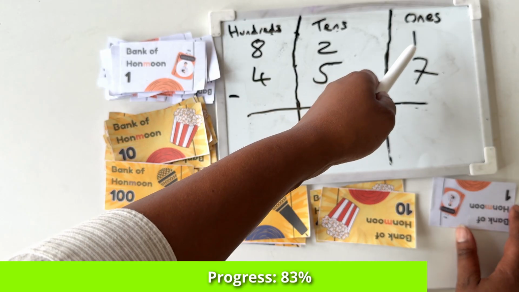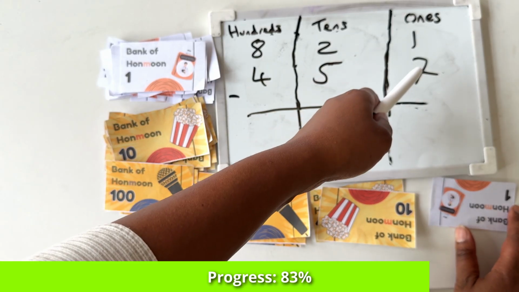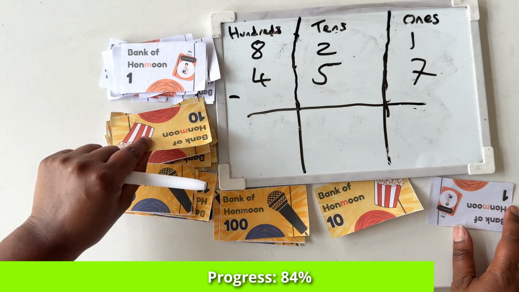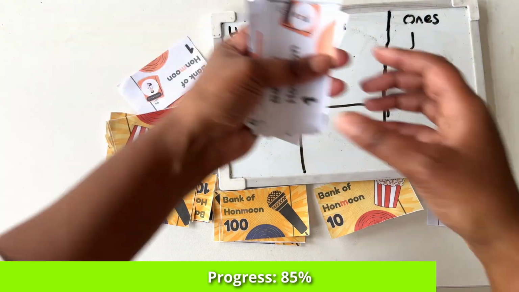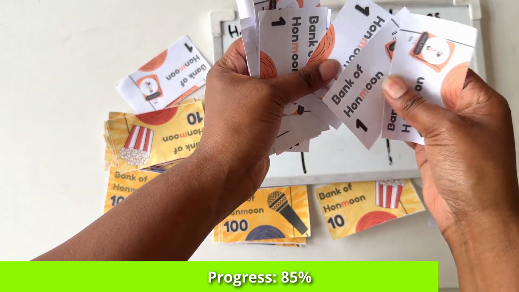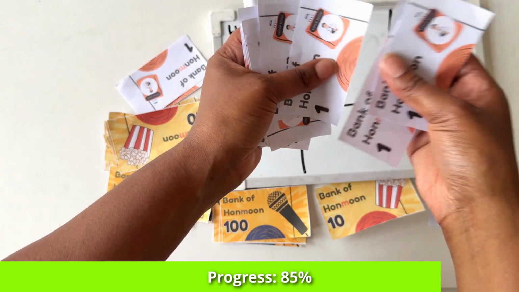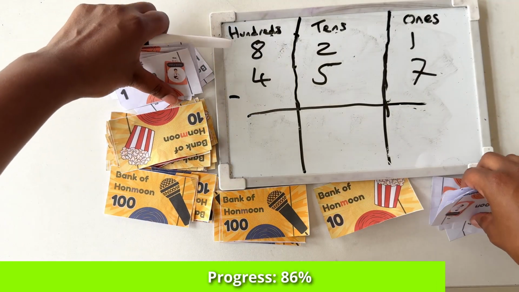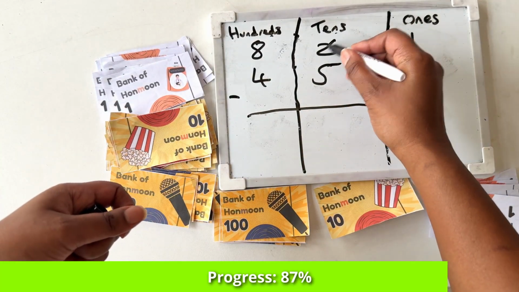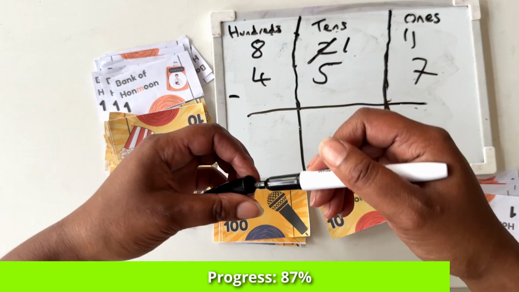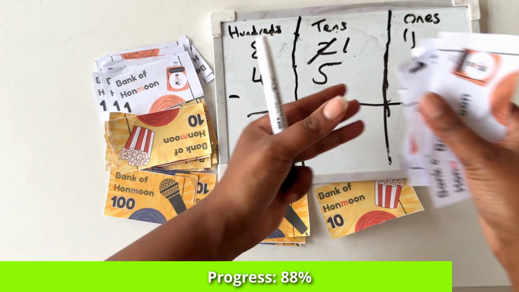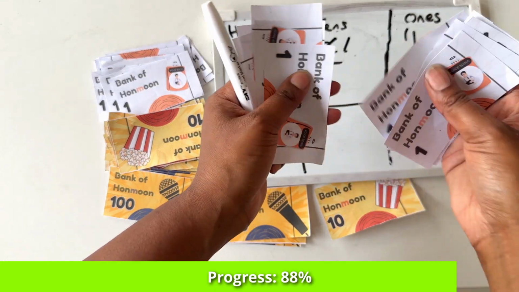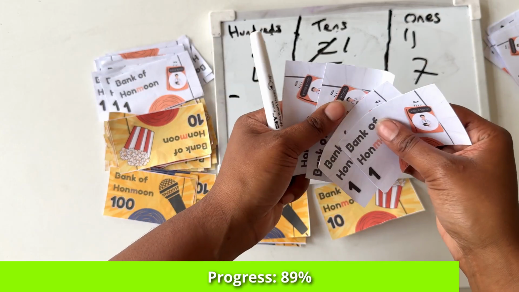Now I'm going to do 821 minus 457. So we've only got 1 one. So we know that's not enough. So we're going to go to the tens column, change it into 10 ones. 1, 2, 3, 4, 5, 6, 7, 8, 9, 10. Which means that there's now 1 ten and 11 ones. So take away 7, 1, 2, 3, 4, 5, 6, 7. That leaves me with 4.